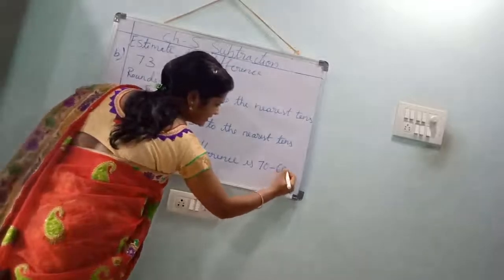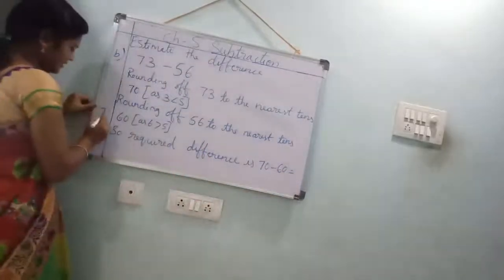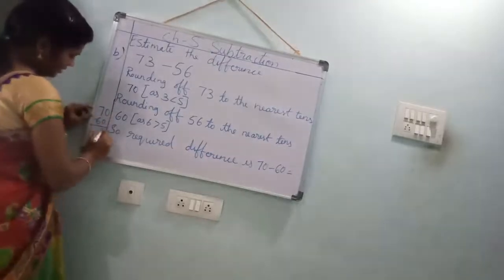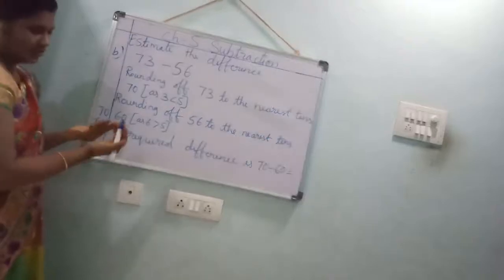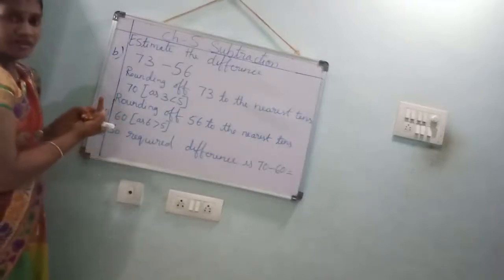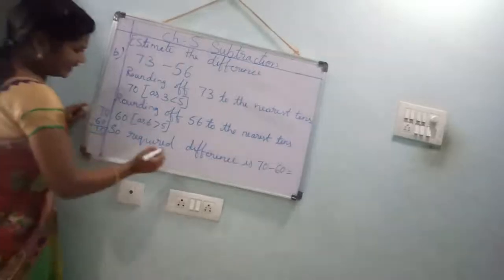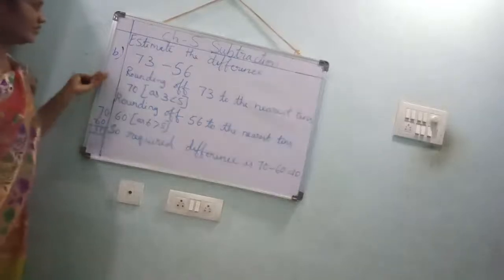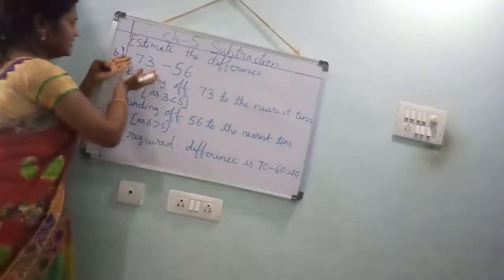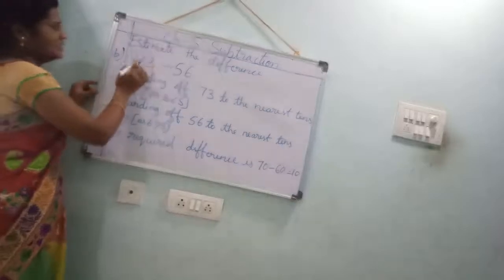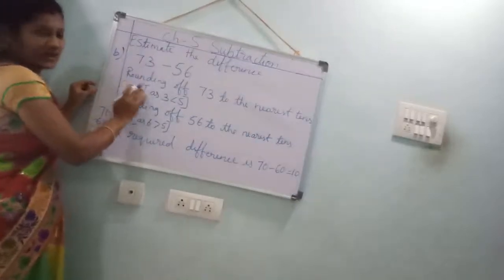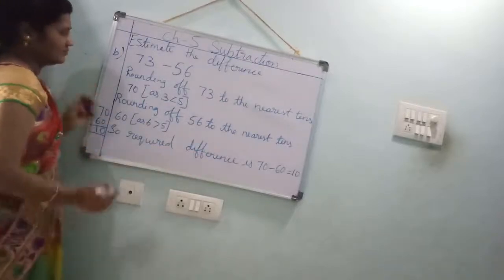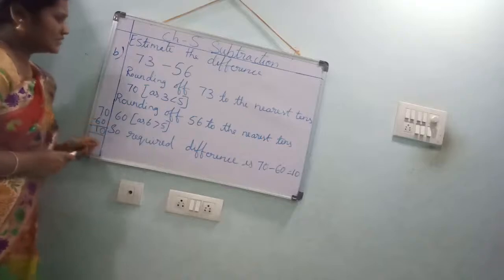70 minus 60 is equal to, see, 70 minus 60. 0 minus 0, 0. 7 minus 6. Open 7 fingers, 6 cut. Remaining 1 you should write. What is that? 10 is remaining. Understood, children? What did we do here? We rounded to the nearest tens to estimate, again we did the difference 70 minus 60. Yes. Copy in the classwork, ma'am.